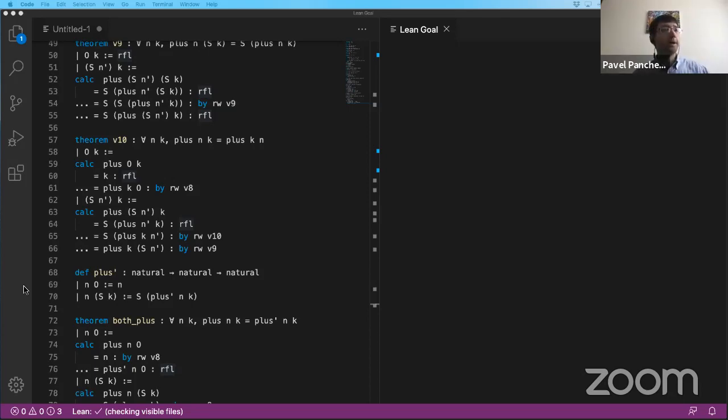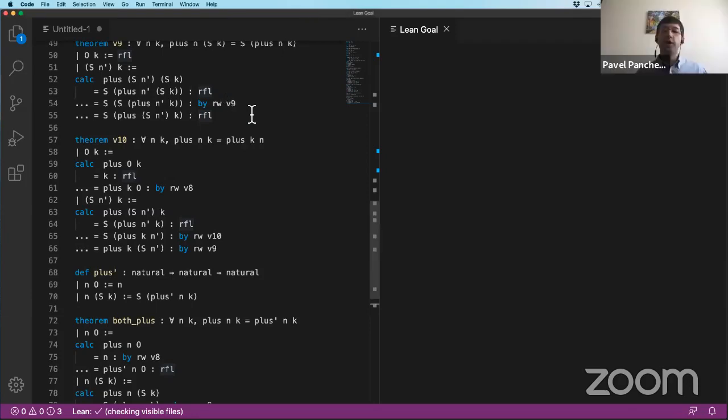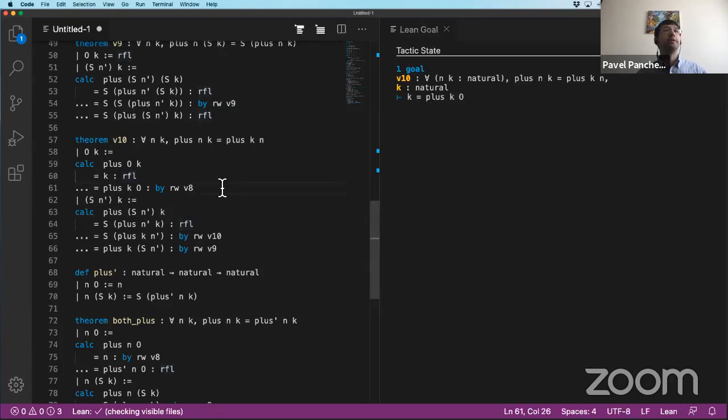Okay, so do you see my text editor or do you see the default Mac background? We can see the text editor. Excellent. Okay. Because I'm trying this out with multiple displays and we'll see how that goes.